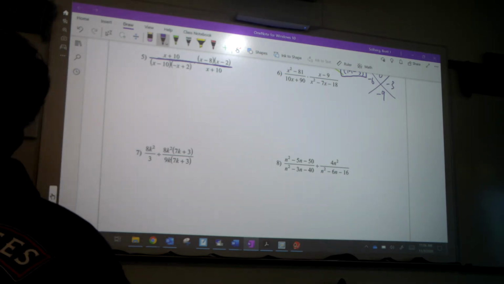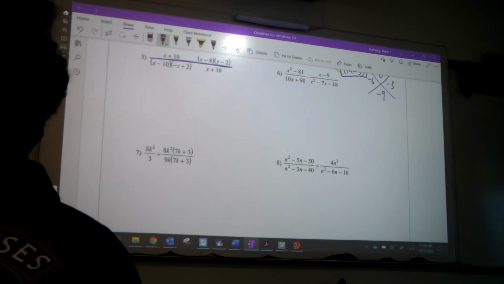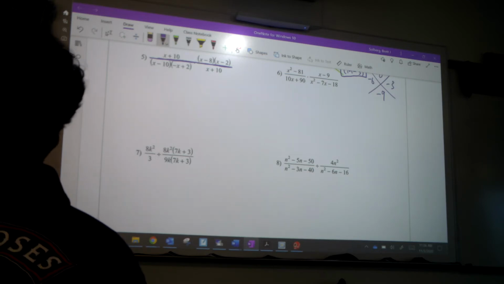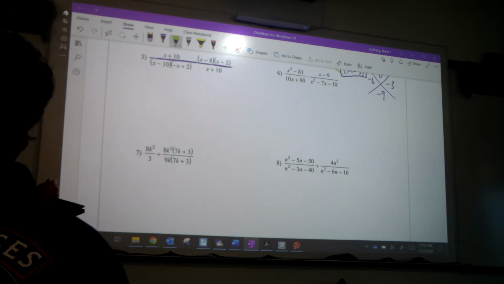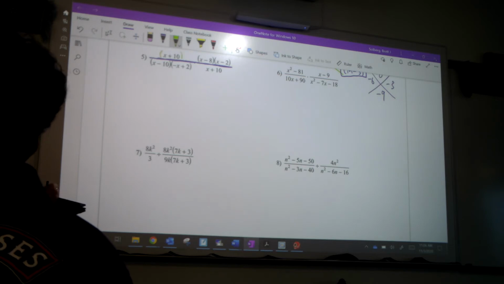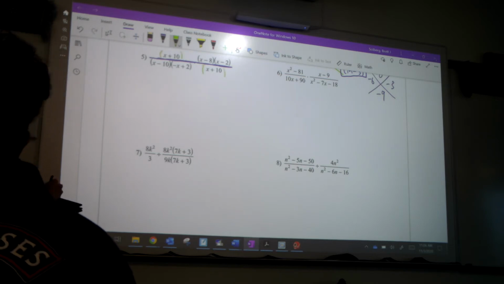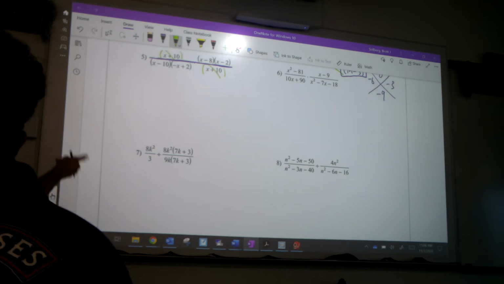So guys, looking at that, what's the same top and bottom? X plus 10. What's x plus 10 divided by x plus 10? Well, what's anything divided by itself? 1, so I'm just going to cross it out.